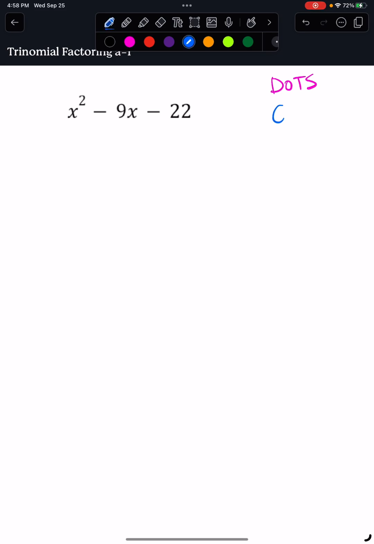The next thing we're going to think about is, do we have a greatest common factor? And there is no greatest common factor here because our constant 22 has no variable x with it, meaning we cannot factor out a variable. And the a value in front of x squared is 1, which means that there is no greatest common factor. So this then makes us think about using x game.